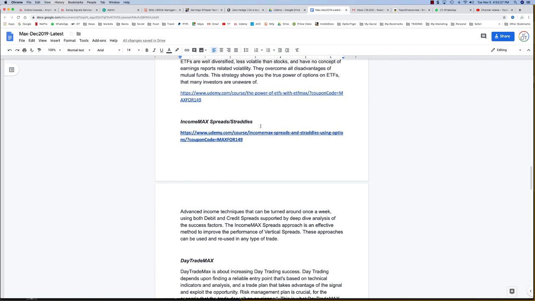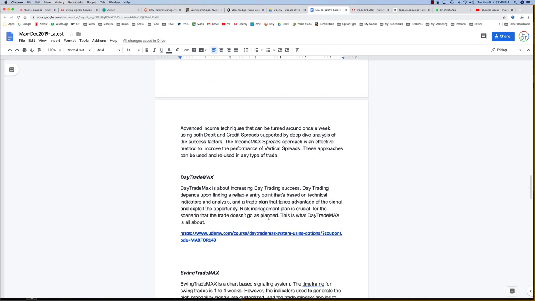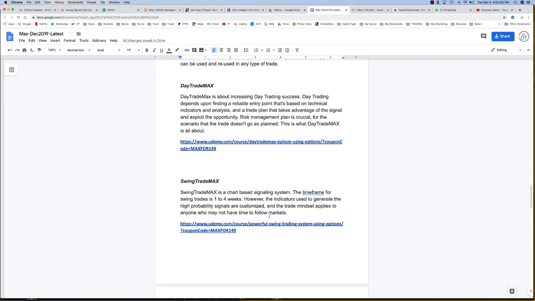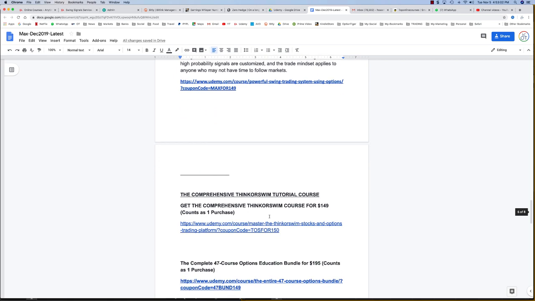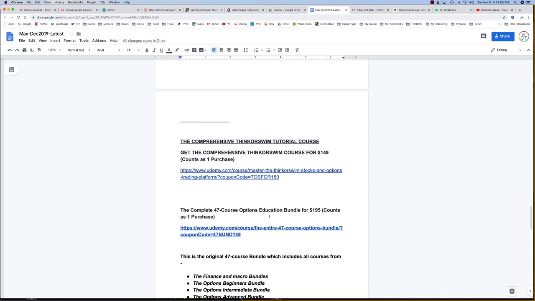The Income Max spreads and straddles are actually two systems, so you get two in one. These are a combination of debit spreads and credit spreads, which you can use on a weekly basis to get some weekly or bi-weekly income. Day Trade Max is a technical analysis pattern-based trading system. It gives you the complete risk management plan and customized indicators, and you can do day trading on any kind of stock or index using this. Swing Trade Max is similar. It's also a technical chart-based system; however, the time frames are longer. The trades generally last about 1 to 4 weeks. And finally, now we are going to come to the comprehensive thinkorswim tutorial.